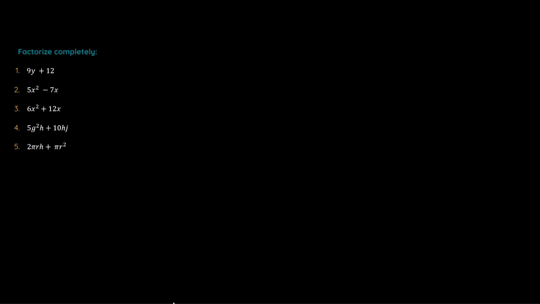Question number 4. 5g squared h plus 10hj. First of all, let's focus on the numbers. The numbers are 5 and 10, and clearly 5 is the common factor, as both 5 and 10 are from the 5 times table. So I can take the number 5 as a common factor outside, and from the variables I see h as a common factor. Both of the algebraic terms here have the variable h, so I'm going to take that h outside as well. So now the remaining terms will come inside the bracket.